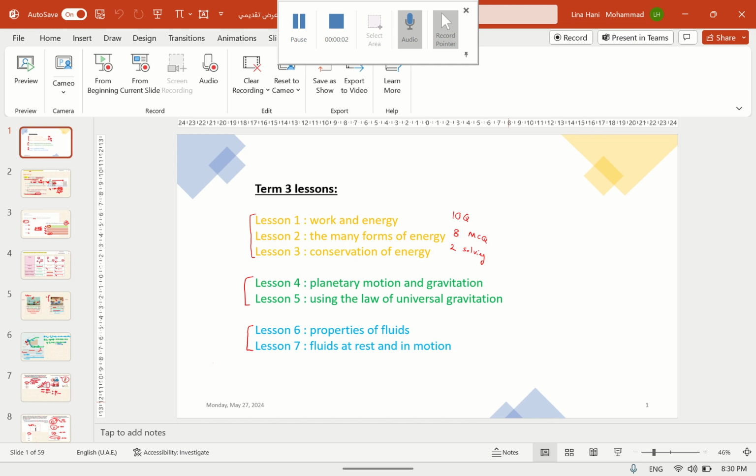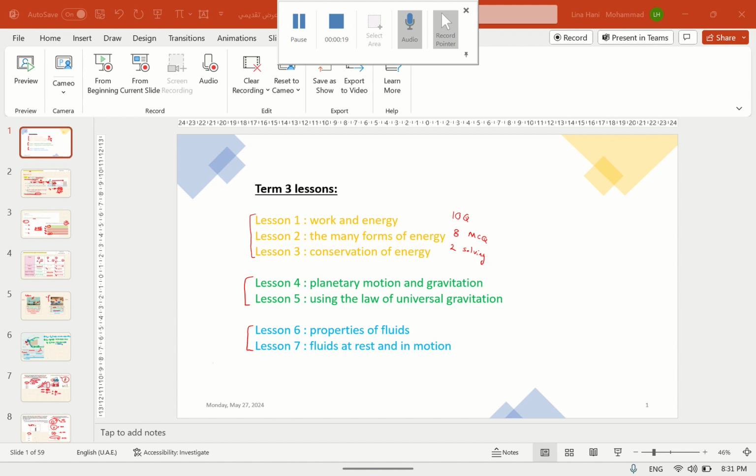We will start with Unit 2, which is gravitation. And in this unit, we have two lessons. We have Lesson 4, planetary motion and gravitation, and Lesson 5, using the law of universal gravitation.